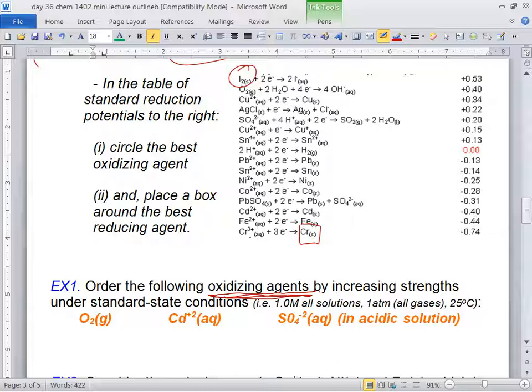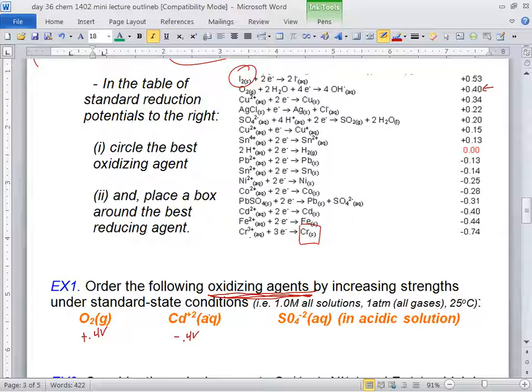Okay. So oxygen gas, what number can we put next to it? Positive 0.4, right? Oxygen, yeah, here's oxygen gas, positive 0.4 volts. Cadmium, what number do you put next to it? Negative 0.4.